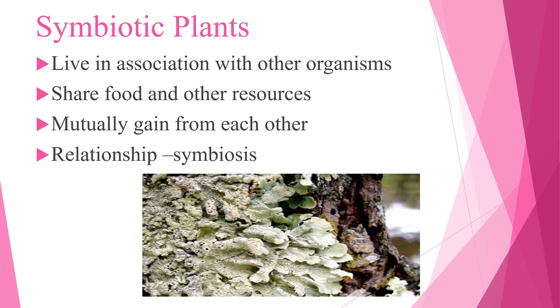Another example is the root nodules of leguminous plants, that is, pea plants. If you see the root nodules of pea plants, you will find rhizobium bacteria. This rhizobium bacteria provides the pea plants nitrogen in a soluble form. In turn, the plants give food and shelter to the rhizobium bacteria. Both of them gain from each other.